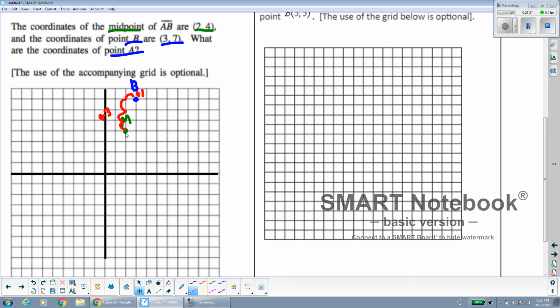So let's try it. Down 1, 2, 3. Oops, oh no. My computer has a life of its own. Okay, so that's down 3. 1, 2, 3. And left 1 box. And that should be the point A that we're looking for. It does have the coordinates (1, 1). And that's it.